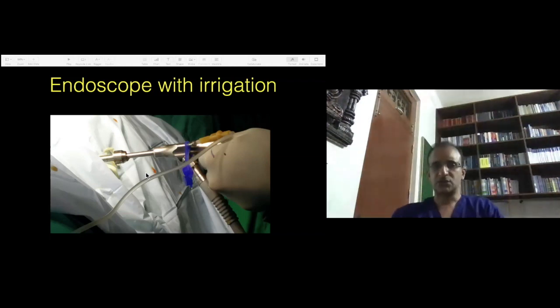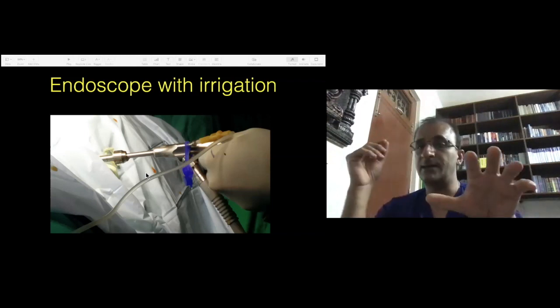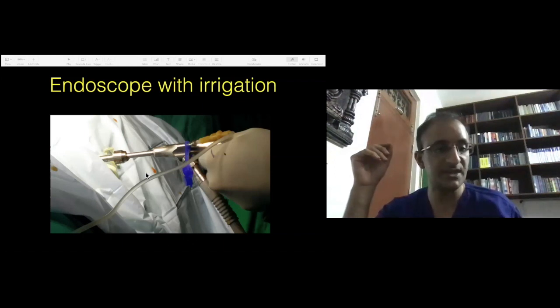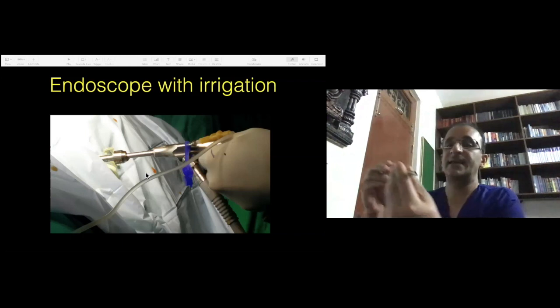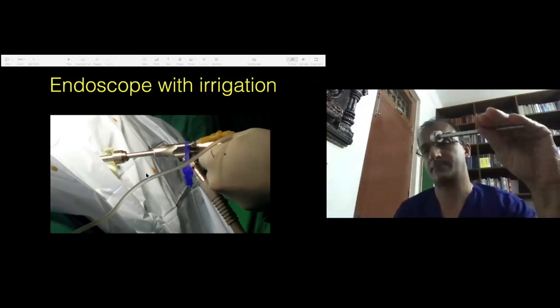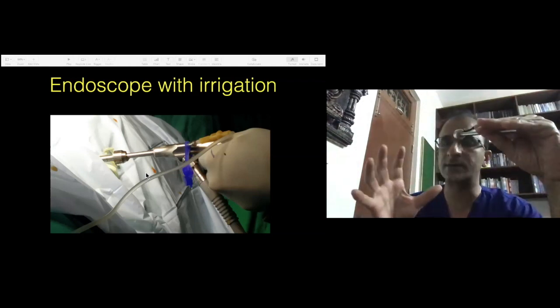Okay. So this is about the scope. Also, the advantage of a transforaminal endoscopic procedure is that this sheath is snugly fit inside the foramen. So you don't need to do anything with this sheath, or not a lot.